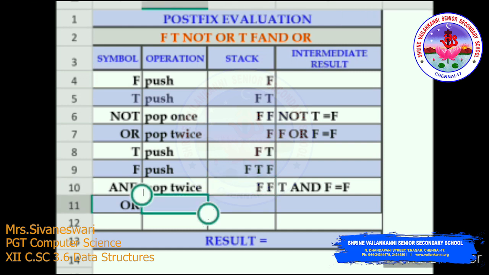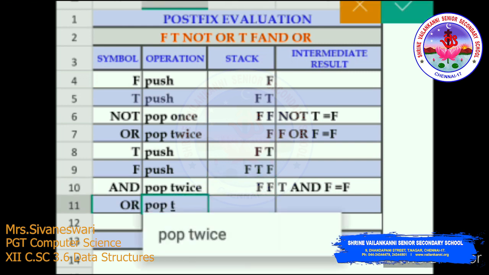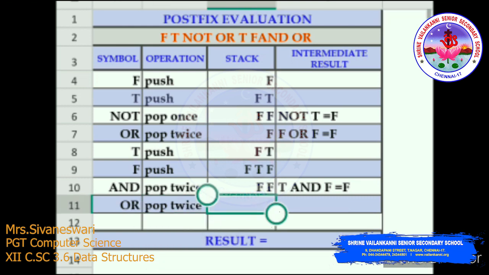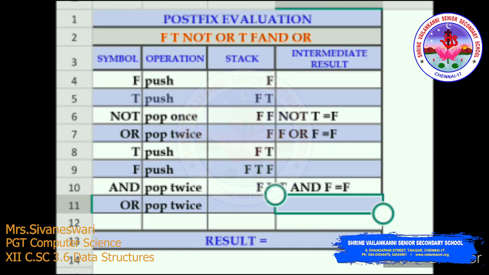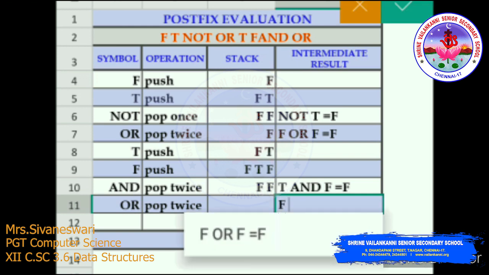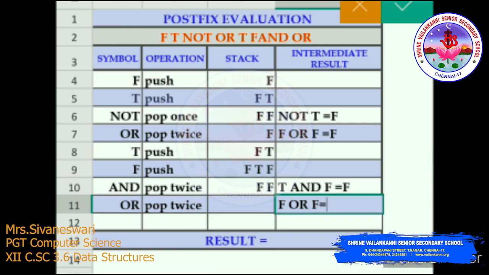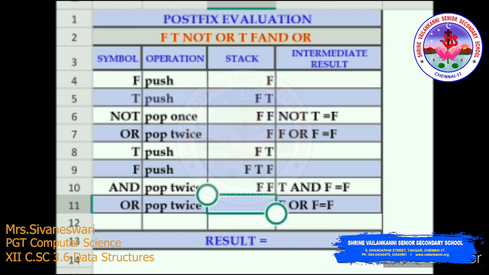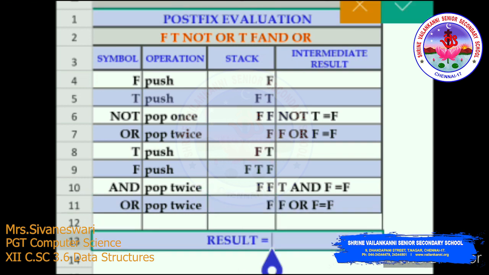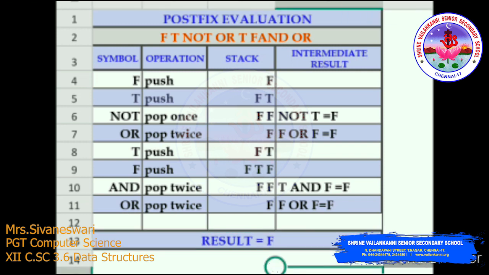Now there is an OR, so pop twice. So both the F's are popped out. Under the intermediate result we have F or F, which is equal to F. So that is the result, which is F. Thus the Boolean expression is evaluated using the stack operation. Thank you.